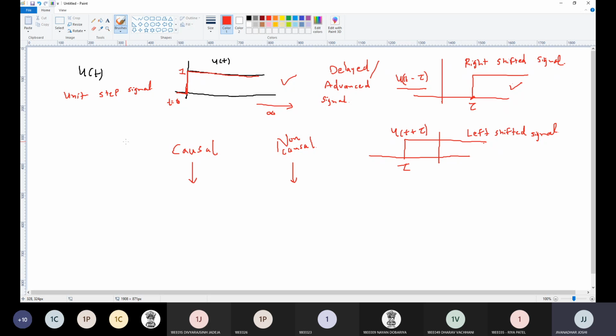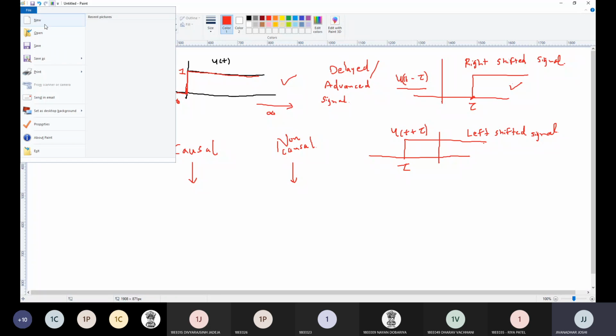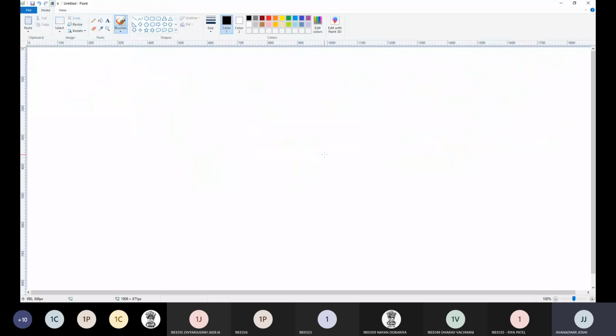So my question to you is why u of t minus tau is a right shifted signal, or why a right shifted signal is given by u of t minus tau? Why not u of t plus tau? Can you explain to me? Okay, I am going to explain it to you in the digital domain, and you may think about it later on in the continuous domain, right?